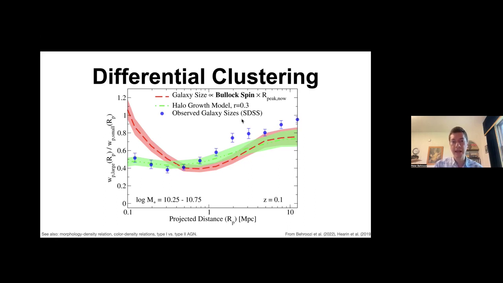And you can then ask, do models of galaxy sizes reproduce the observed clustering or do they not? The summary is that the spin times halo radius traditional model does not match the actual clustering of galaxies. So you actually learn something about the physical processes that set galaxy sizes by looking at differential clustering. This is not a unique thing to galaxy sizes or morphologies or type 1 versus type 2 AGN.